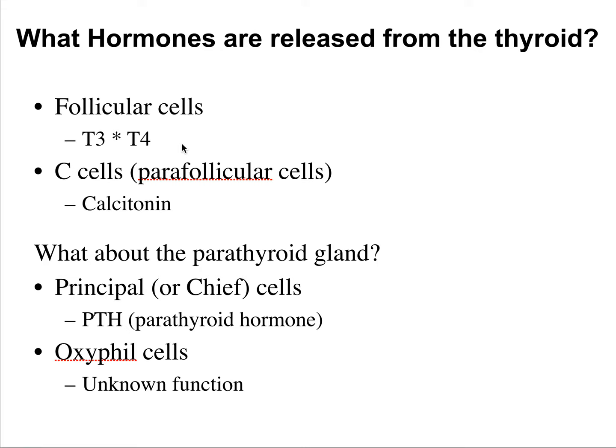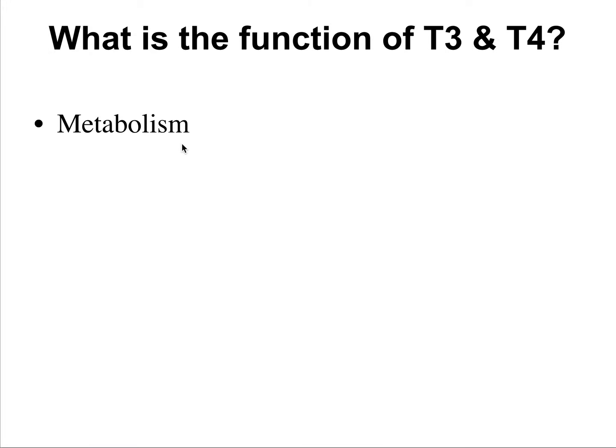So what hormones are released from the thyroid again? Follicular cells, T3, T4, who has more? T4, who is more potent? T3, what is T4 also known as? Thyroxine. What is T3 also known as? Liothyronine. C cells, parafollicular cells, release calcitonin. Calcitonin makes it low. Parathyroid makes it high. Very good. So calcitonin decreases calcium levels in the blood, whereas parathyroid increases calcium levels in the blood.